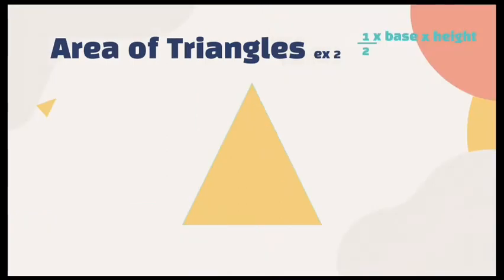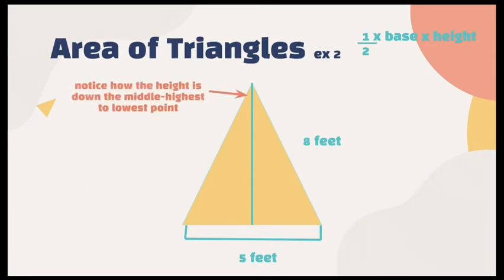Let's try another one. So here, our base is 5 feet, and our height is 8 feet. So notice how our height is down the middle. It's the highest to the lowest point. And in the other example, it was a right triangle, so the height was just the tallest side. But in this one, since there is no vertical side, we just draw a straight line down the middle. So our height is 8 feet, and in order to solve this, we go 1/2 times 5 feet times 8 feet, which is 1/2 times 40 feet squared, which gives us 20 feet squared.